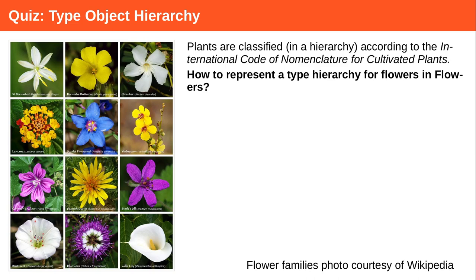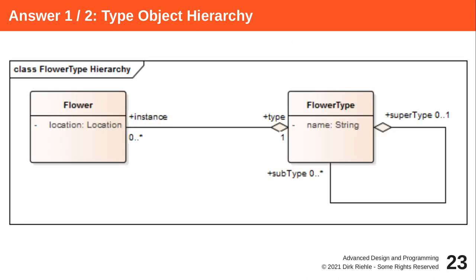Biology gives us a pretty nice classification already. As far as I know, it's even a single inheritance classification, meaning it does not use multiple inheritance. Each type has exactly one supertype, not many. And to model that, we now enhance our type object with, ta-da, a link from each type object to its supertype, and also possibly from each supertype back to all its subtype objects.